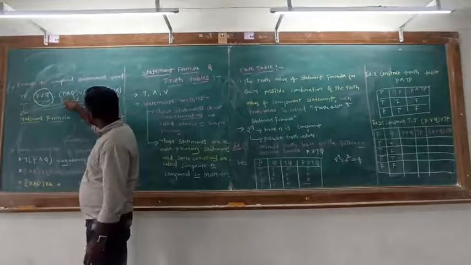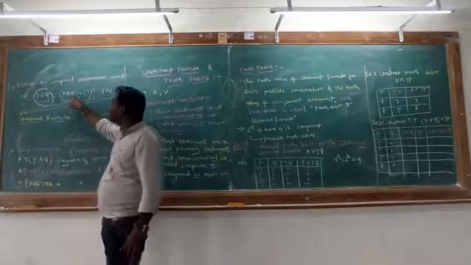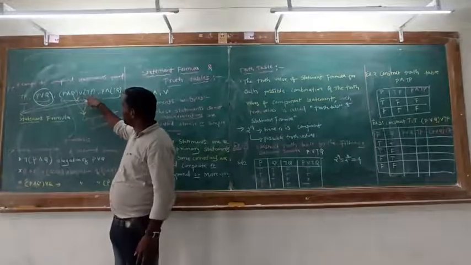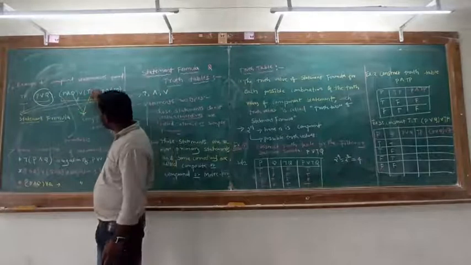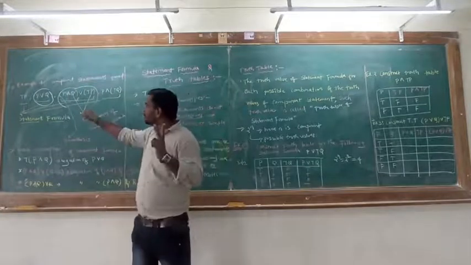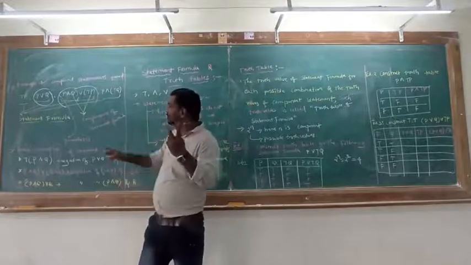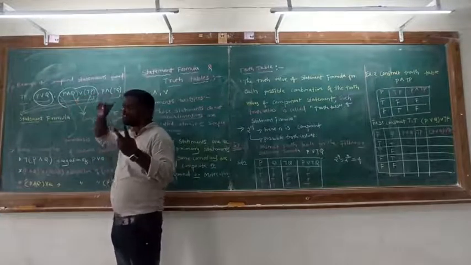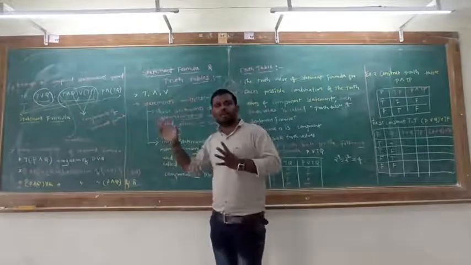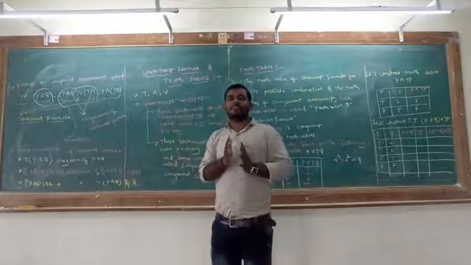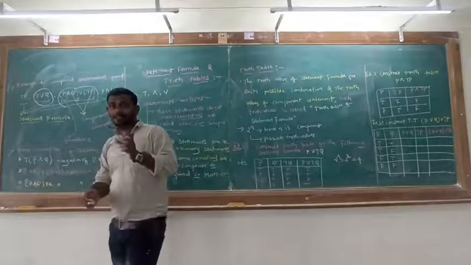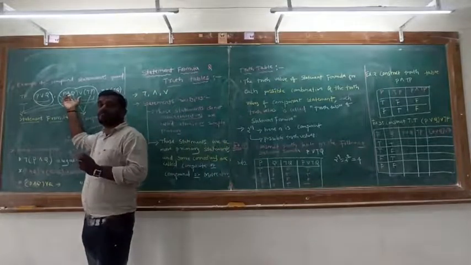Next one: P conjunction Q, disjunction, negation P. This is also a type of statement formula, using two primary statements, P and Q, and some connectives: conjunction, disjunction and negation. By using these connectives and the primary statements, we are constructing one formula, one expression. That is called a statement formula.